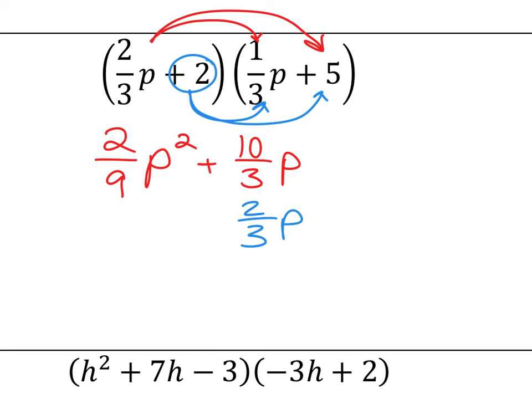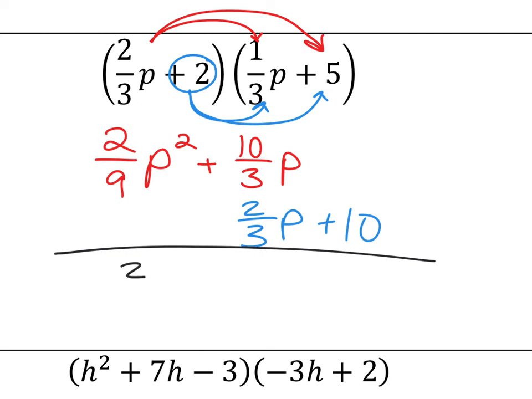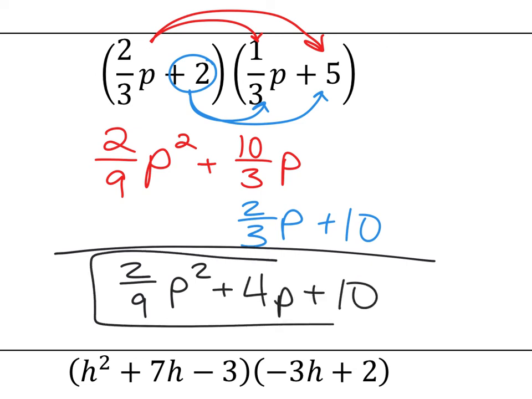Then we just do the last thing. What's 2 times 5? 10. Okay, all I have to do is add my like terms, which is the two things in the center that are lined up. In your Desmos, what is 10/3 plus 2/3? 4. A nice pretty 4.